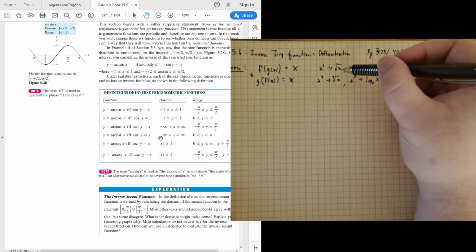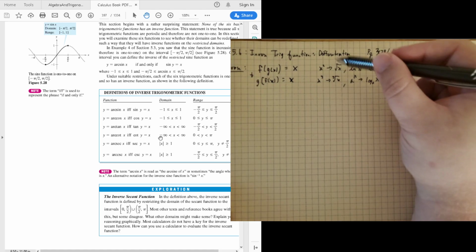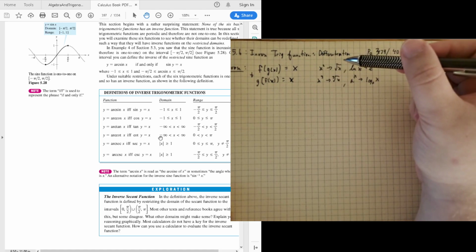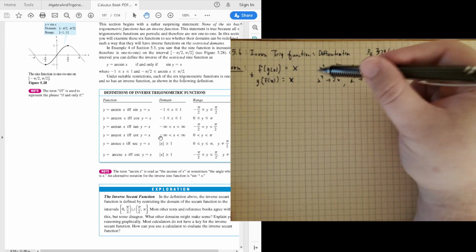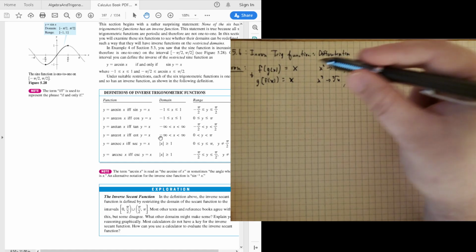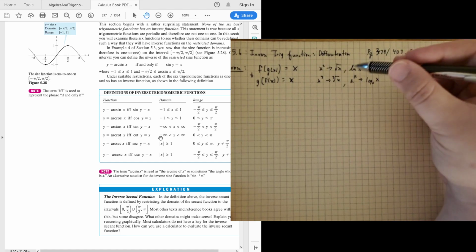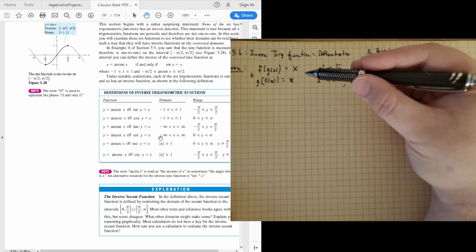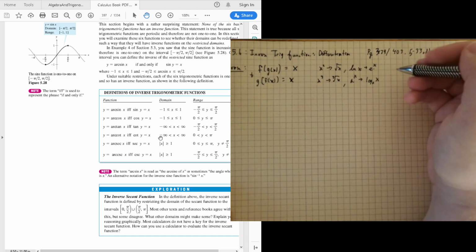If I plug x squared into the square root of x, the square and the square root will cancel, leaving x behind. If I plug the square root of x into x squared, the square and square root cancel, leaving x behind. If I plug the natural log into e, the natural log and the e will cancel, leaving just x behind. And if I plug e into the natural log, the e and the natural log will cancel, leaving just x behind. These are inverse functions.